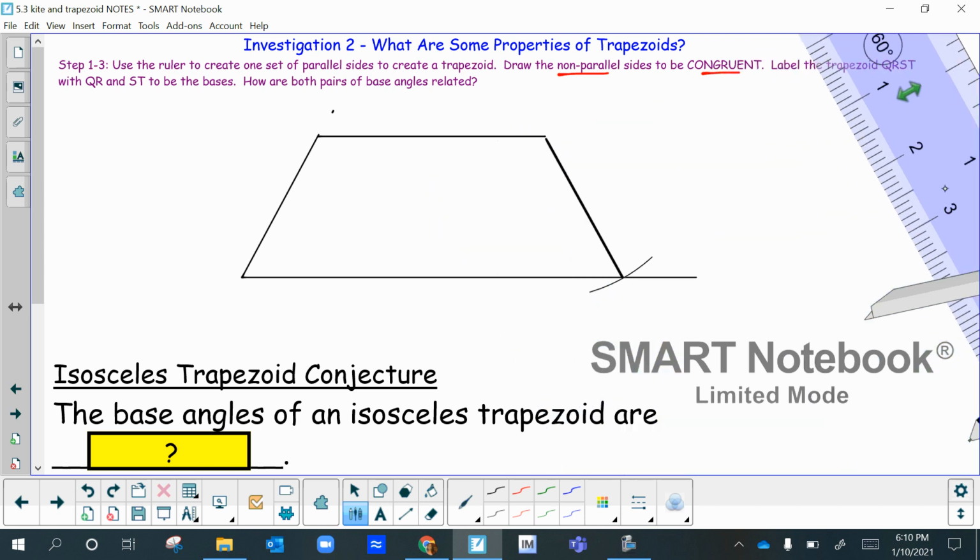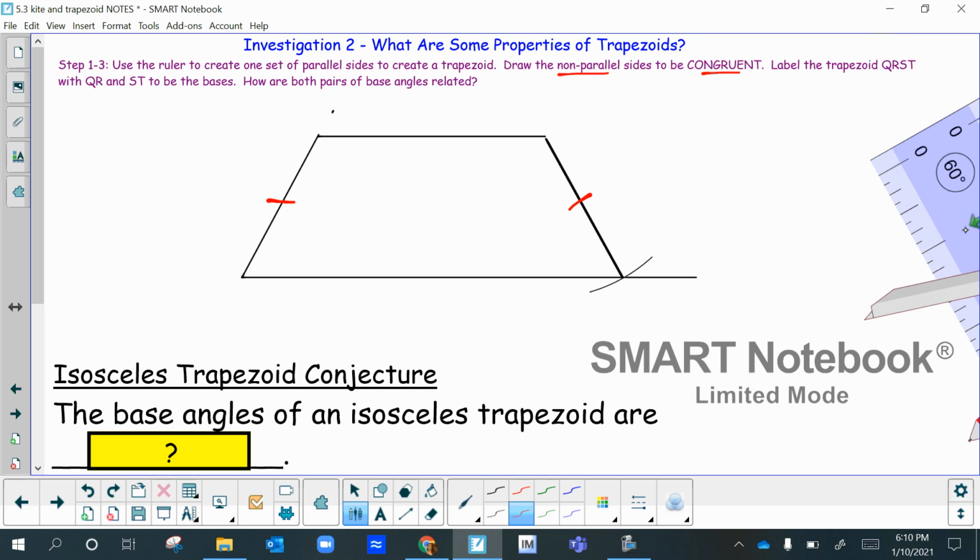All right, so I just made this congruent. So I'm going to put a tick mark here and a tick mark here. And this is what you call an isosceles trapezoid, okay? So whenever you have a trapezoid and the non-parallel sides are congruent, this is an isosceles trapezoid. So very similar to the isosceles triangle because two sides are congruent.